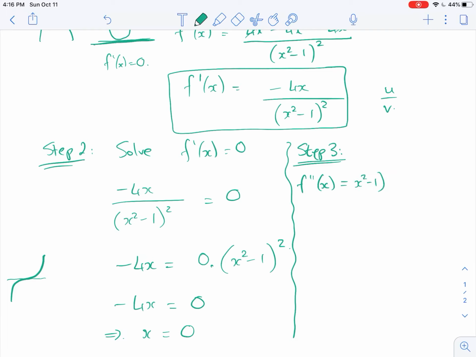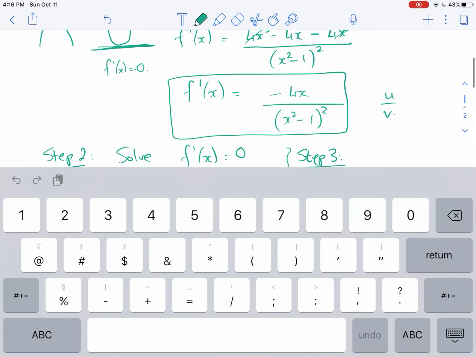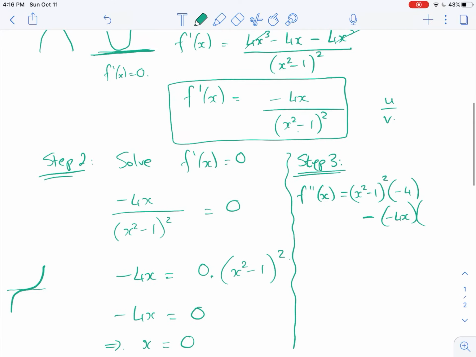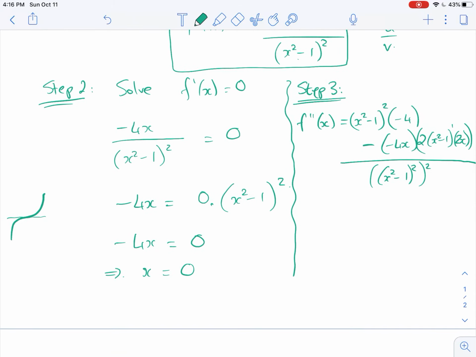So we have v, which is the denominator, times du dx, the derivative of the numerator, minus u, which is minus 4x, that's the numerator, times the derivative of the denominator. So we have here x squared minus 1 to the power of 2. The power rule involves multiplying by the power, writing your bracket, dropping the power by 1 and differentiating inside the bracket. Sorry, it's messy. All over the denominator squared. So there's our denominator and we need to square it.